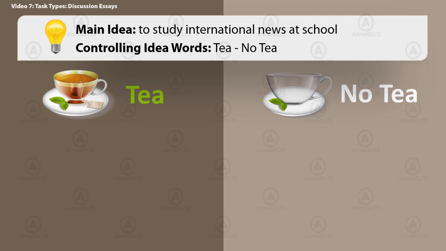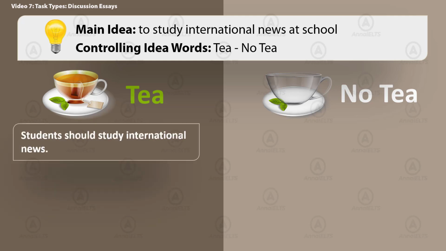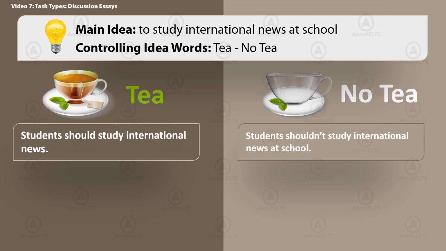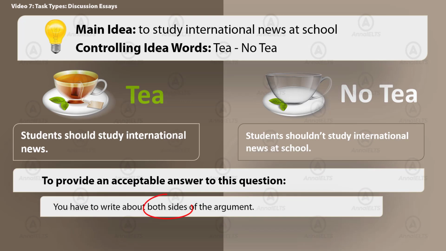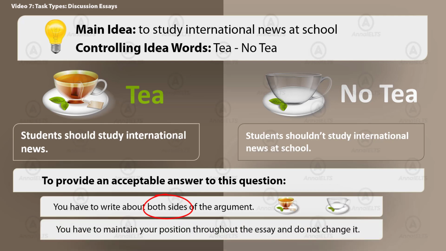In this example, the main idea is to study international news at school. One group believes that students should study international news. We call them tea. In contrast, the second group believes students shouldn't study international news at school, so we call them noti. To provide an acceptable answer to this question, you have to write about both sides of the argument, tea and noti. But you have to maintain your position throughout the essay and do not change it.